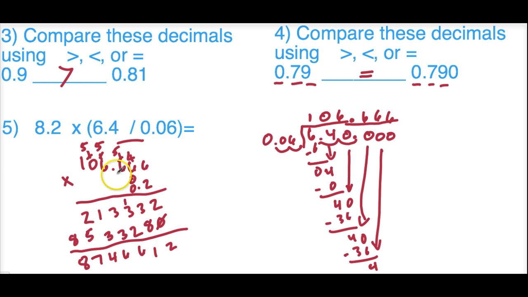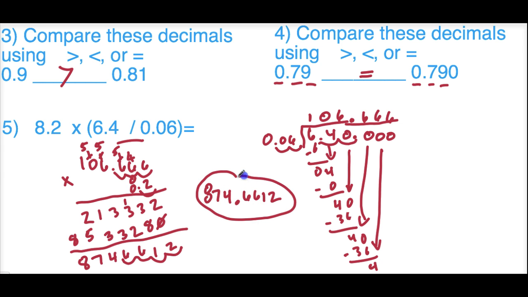And then I'm going to move my decimal place 1, 2, 3, 4 places. So 1, 2, 3, 4. So my final answer is 874. And there we go. Okay, so that wraps up that problem, meaning this is our answer. And I'm going to go on to the next problem.